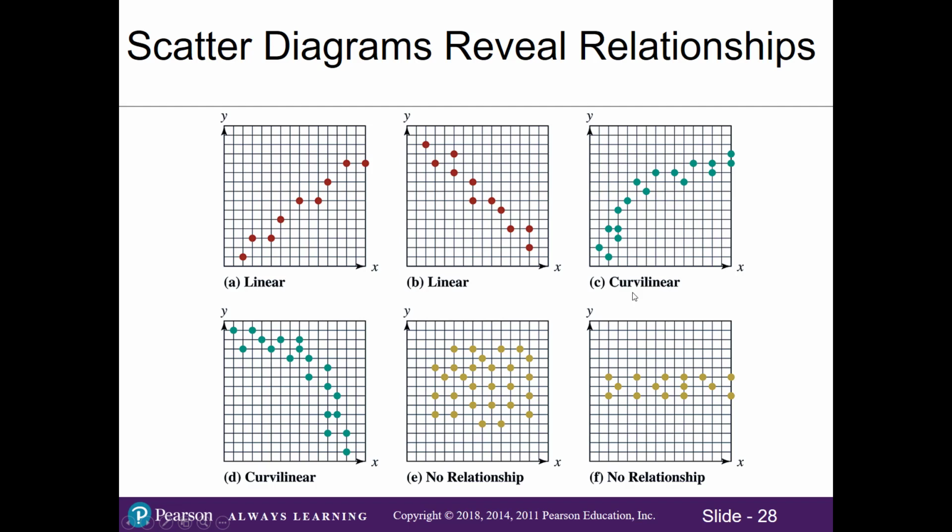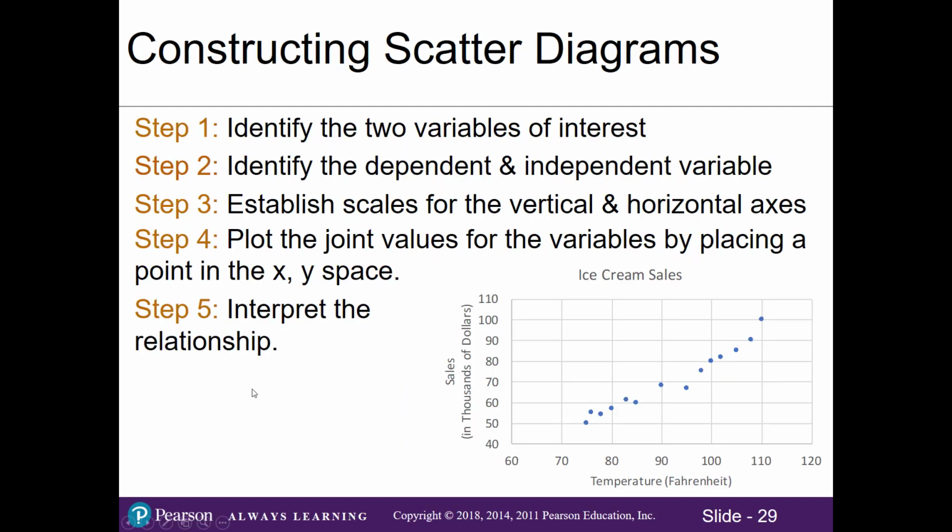In charts C and D, these are curvilinear, which are not covered in this course. And then charts E and F display no relationship. In other words, our dots randomly appear on the chart. Now, to construct our scatter diagram, we want to identify our two variables of interest. And remember, they have to be quantitative or numeric.